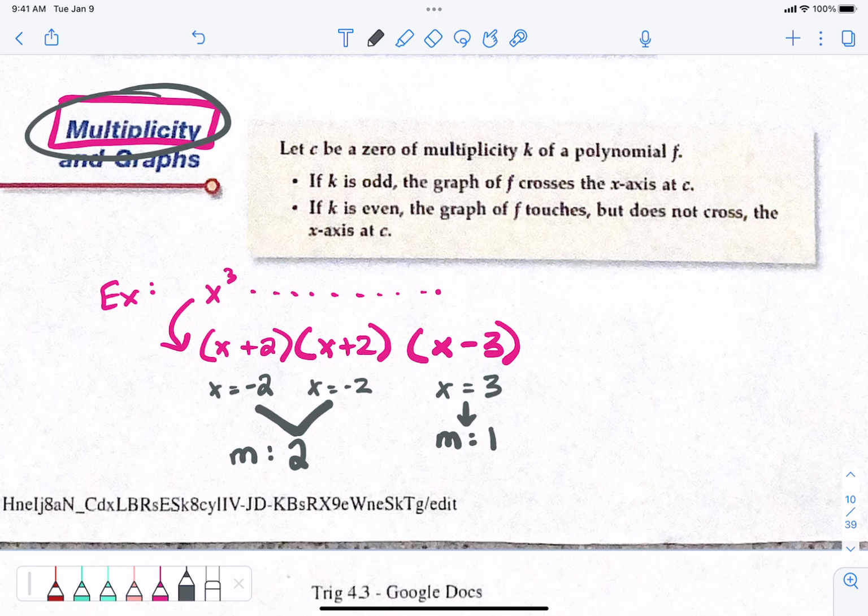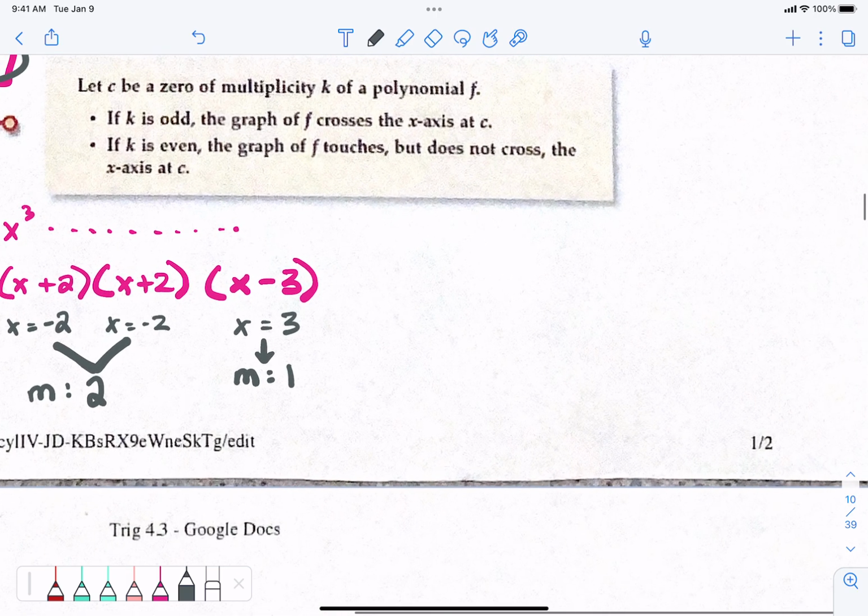Can you have a multiplicity of 3? Yes. Sure, if you have like x plus 2, x plus 2, x plus 2, -2 is a multiplicity of 3, right? Can you have a multiplicity of 4? You betcha. Sure, you sure can. Okay? So now, here's the deal.